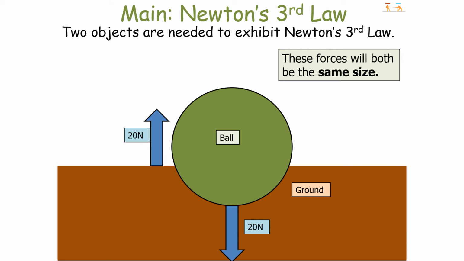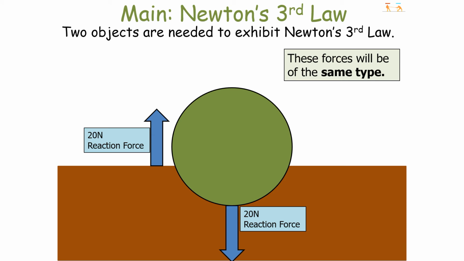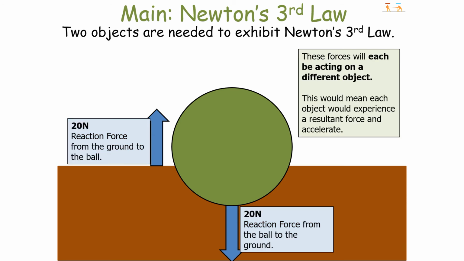Now it's important to note that if 2 objects interact, such as the ball and the ground, the forces will be the same size, but they'll act in opposite directions, but they will be the same type of force. So in this case, they're both the reaction force, but these forces will be acting on different objects.